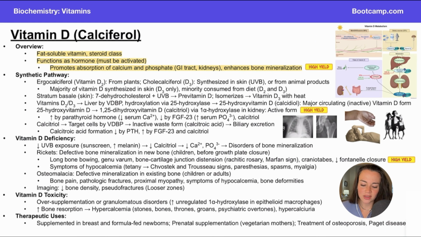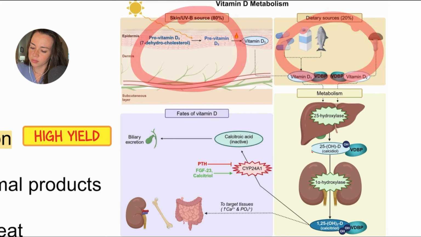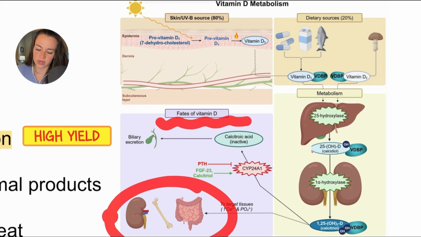We are going to jump in and talk about the synthetic pathway, how we actually activate that vitamin D so that it can go do its job as a hormone with those functions. So let's zoom into our image. So here's our diagram of the vitamin D synthetic pathway. We're going to start by talking about our sources. We'll move through the metabolism and the activation pathway, and then we'll discuss a little bit the actual fates of vitamin D and what it goes on to do.